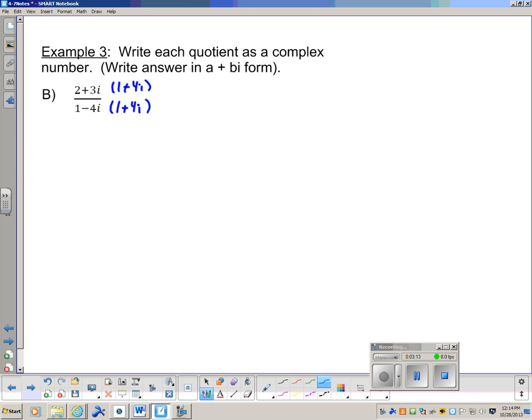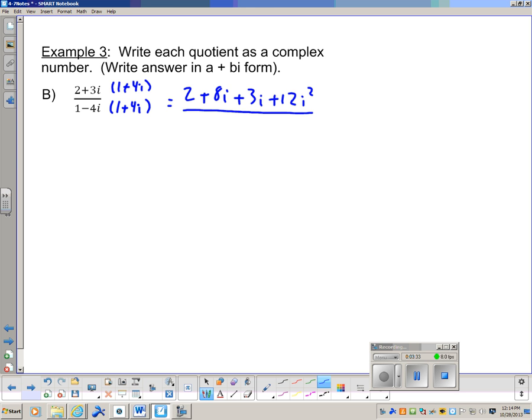All right, so again, we've got to FOIL this out. So FOILing this out, I take 2 times 1 is 2. 2 times 4i here is plus 8i. 3i times 1 is plus 3i. 3i times 4i is plus 12i squared.